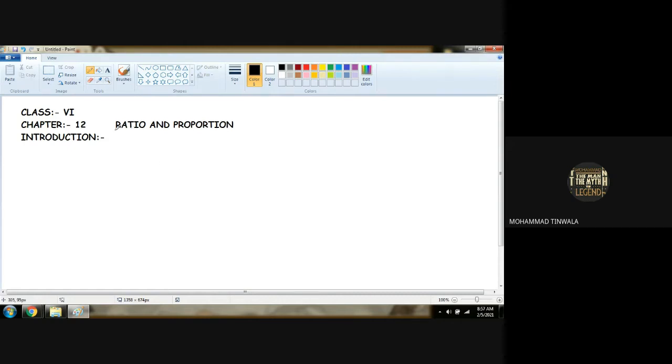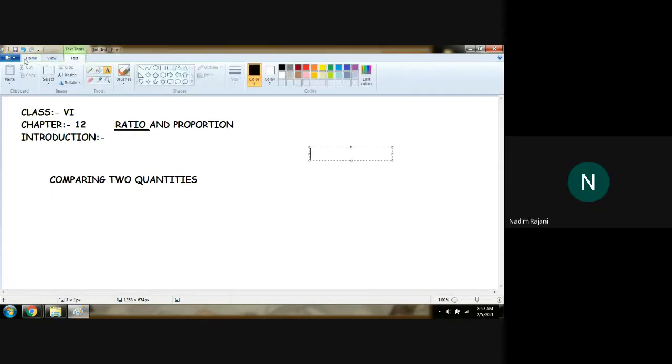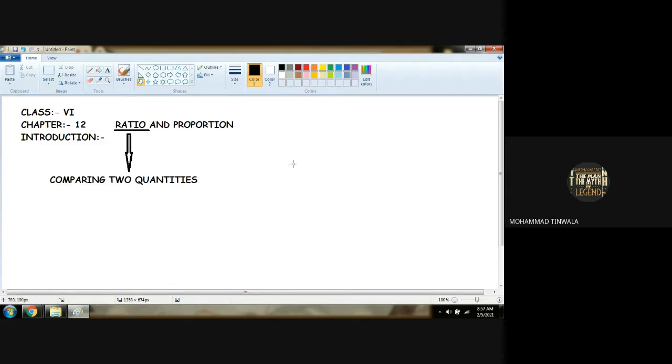Chalo, ratio. The word ratio means what? Who will tell me what ratio is? The word ratio stands for comparing two quantities. What do you mean by ratio? Comparing quantities. Did everyone understand? Ratio means comparing two quantities. Okay? Sir, how?